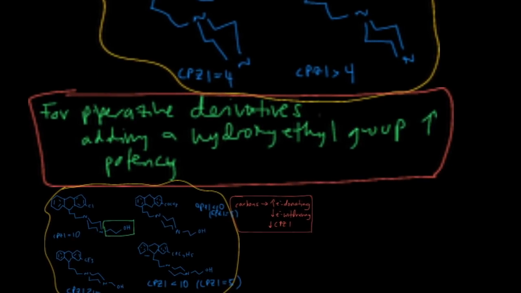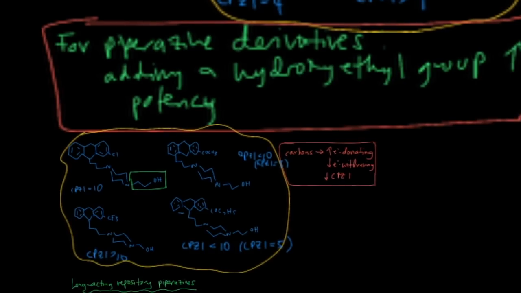For piperazine derivatives, adding a hydroxyethyl group increases potency. Remember that a hydroxyethyl group is just a hydroxy group with an ethyl, hence hydroxyethyl. So ethyl is 2 carbons from the basic tertiary amine. So from the basic tertiary amine, you have a hydroxyethyl group: 1 carbon, 2, hydroxy group.